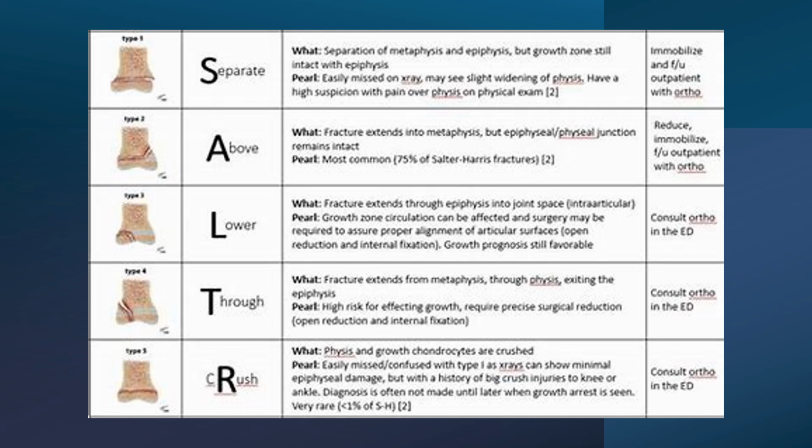And then we have type 5. So this is when the growth plate is crushed or compressed by the injury. This is the most serious type of growth plate injury and can permanently damage the growth plate, potentially leading to growth problems. An example of this is a heavy fall or blow that compresses the growth plate, like a severe ankle sprain or impact injury.